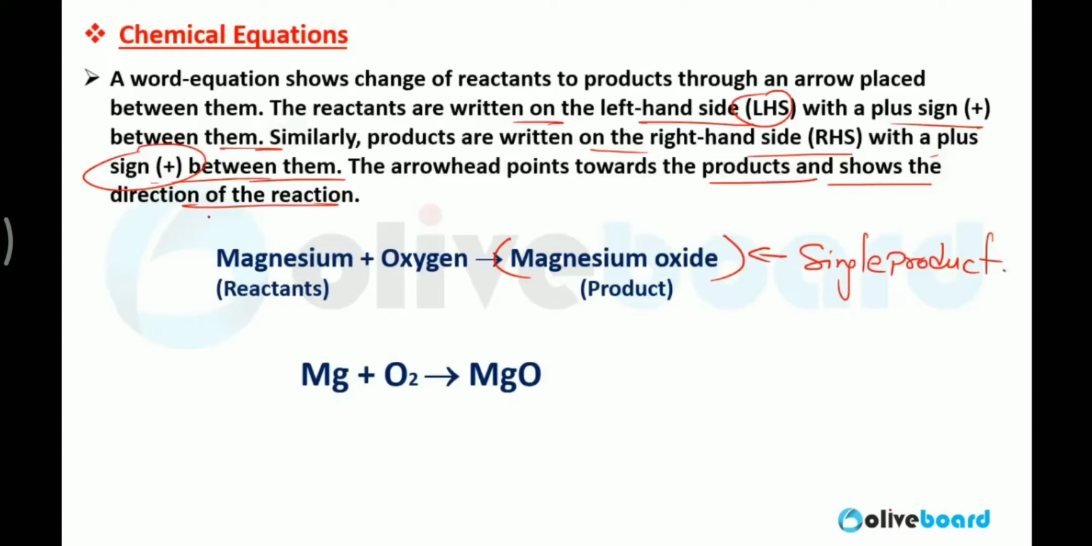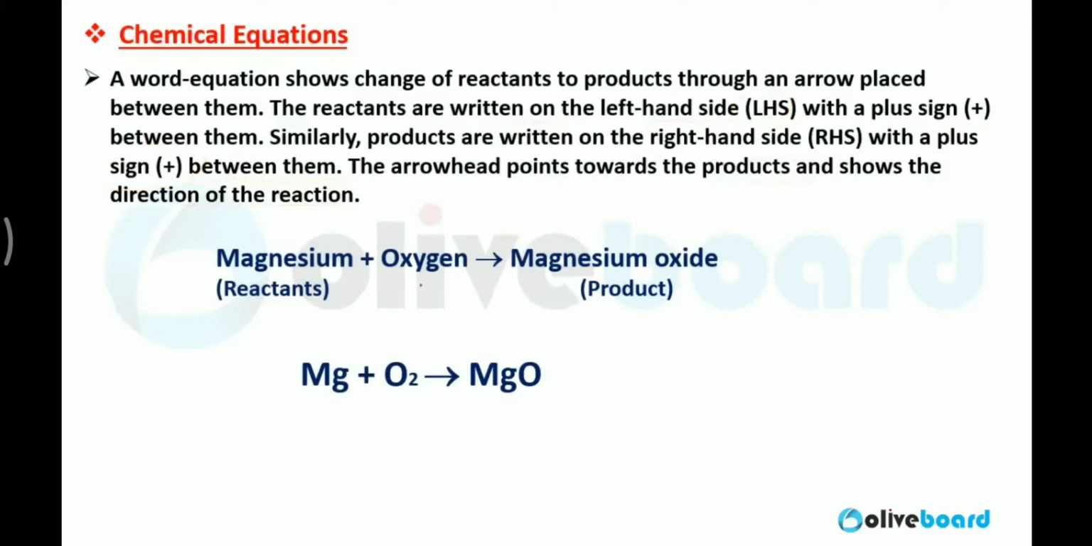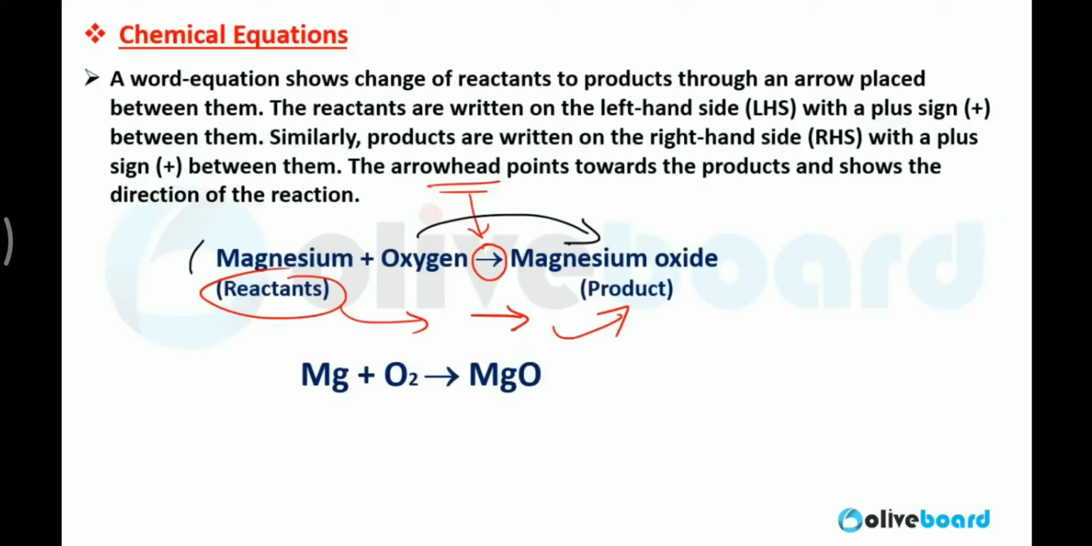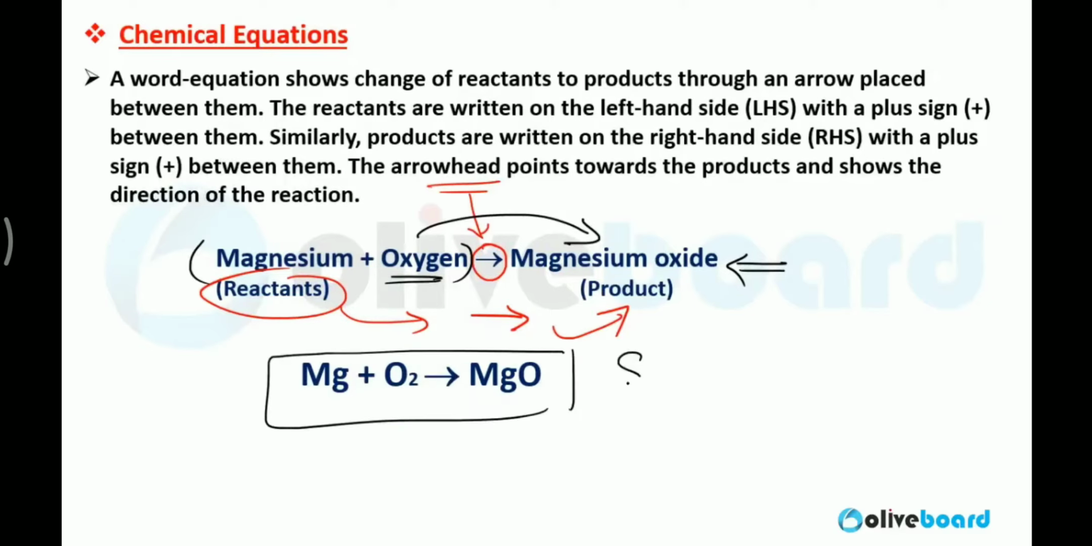The arrowhead points towards the products, which means that this is the arrowhead, and it is pointing towards this side. These are the reactants, and these reactants are changing into products. So what is the direction of the reaction? The direction of the reaction is from here to here. That is, when you add magnesium and oxygen, in the presence of oxygen, magnesium converts into the product magnesium oxide. Clear? And this is a symbol equation. Here you can see the symbol equation.